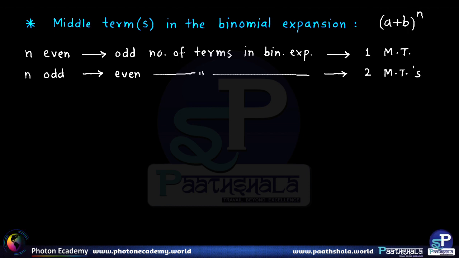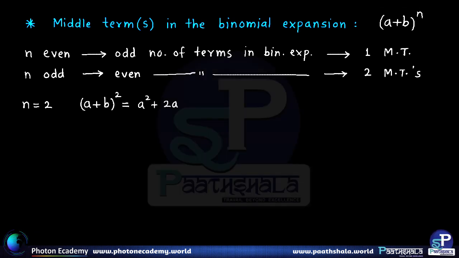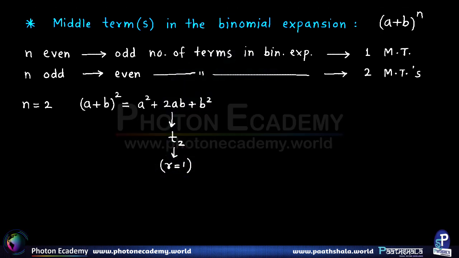So for that, let's take one example so that we can generalize. That is, say n equal to 2. We are taking the example of n equal to 2, which is an even number. Here it means that we are talking about (a + b) whole square, which we know is a square + 2ab + b square. So the second term is nothing but the central term here, and we know that T2 means r equal to 1 in the formula of the general term.